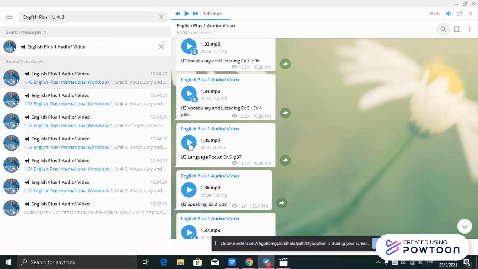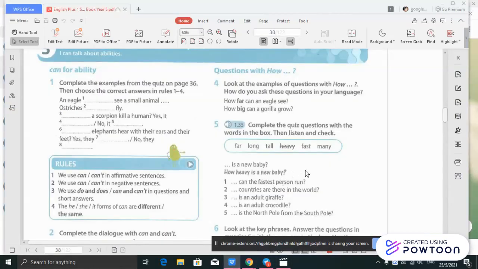Okay, I'm alright. 1. How fast can the fastest person run? So you see this is the first one, huh? How many countries are there in the world? Second 3. one. How tall is an adult giraffe? 4. How long is an adult crocodile?